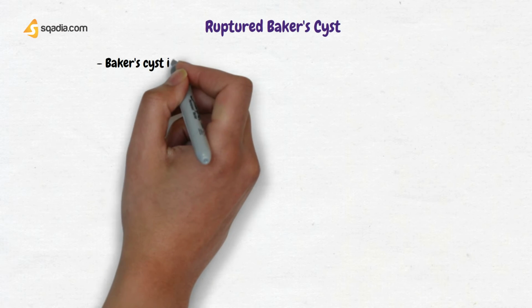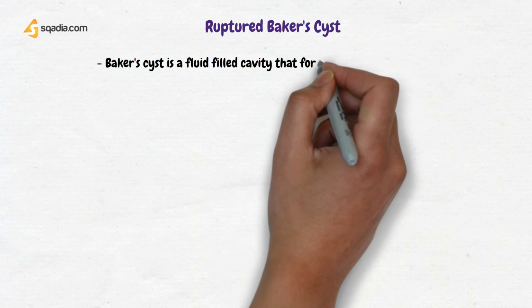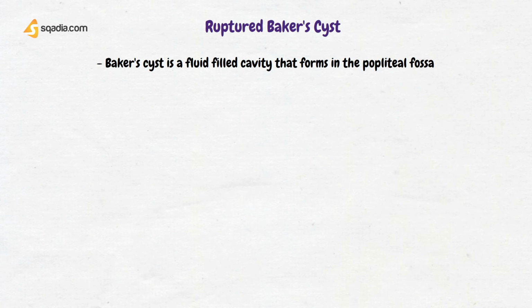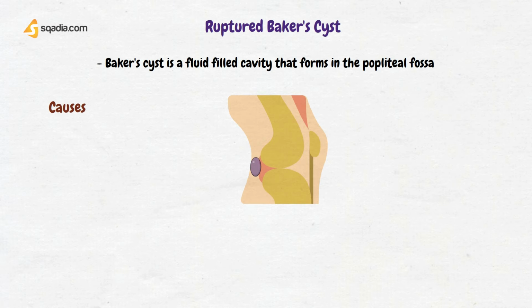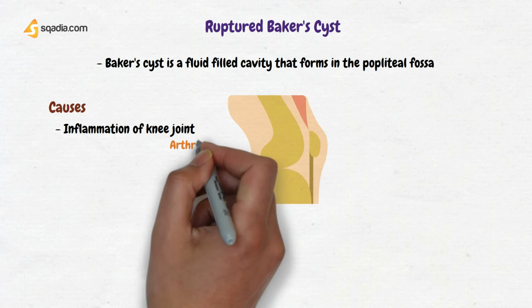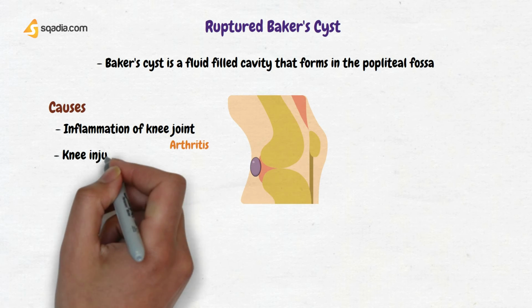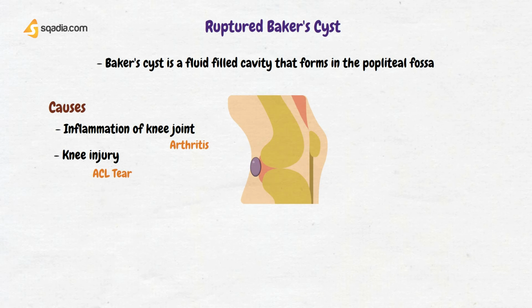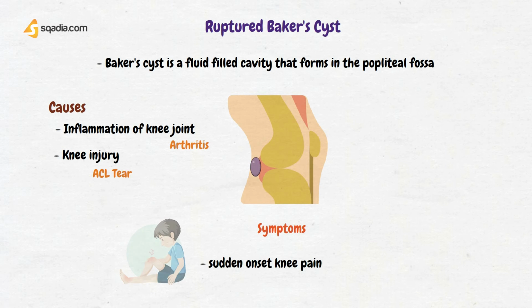Another rare cause of leg pain is ruptured Baker's cyst. A Baker's cyst is a fluid-filled cavity that forms in the popliteal fossa. Baker's cyst can be formed due to inflammation of knee joint, as seen in arthritis, or a knee injury, as seen in anterior cruciate ligament tear. Symptoms include sudden onset knee pain and calf swelling.